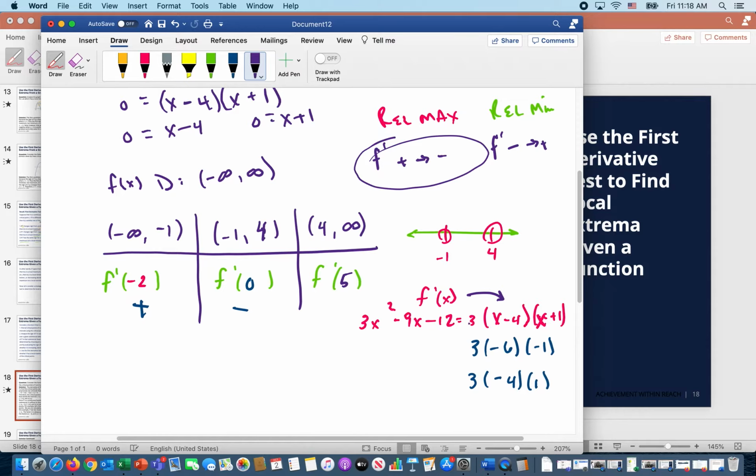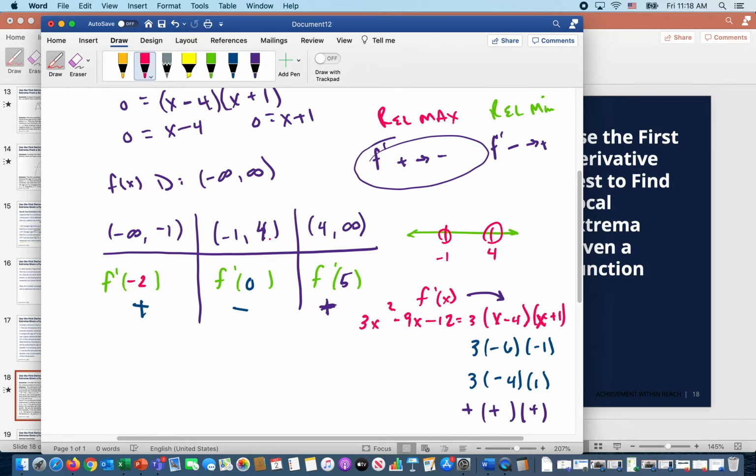So we could say this. It's a positive 3. And 5 minus 4 is a positive 1. And 5 plus 1 is a positive 6. So positive times positive times positive is positive. Again, I'm just doing this to reiterate to you that I don't care what the actual value is. I only care that it is positive.